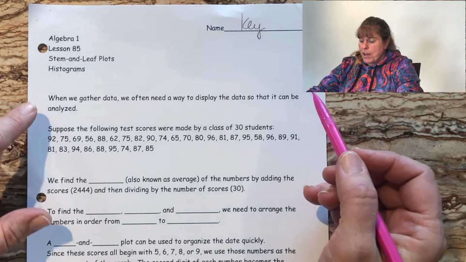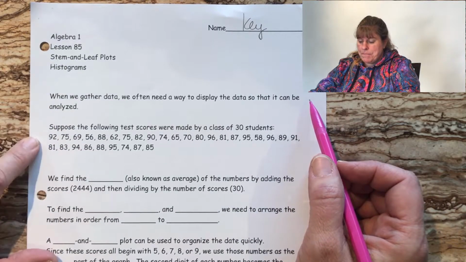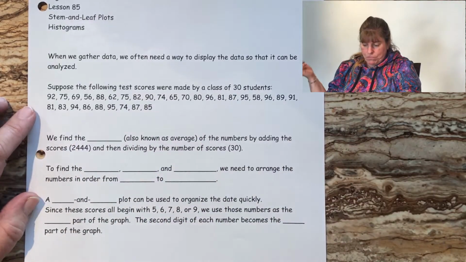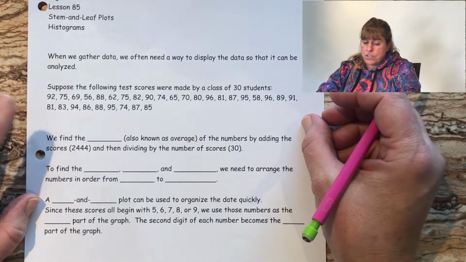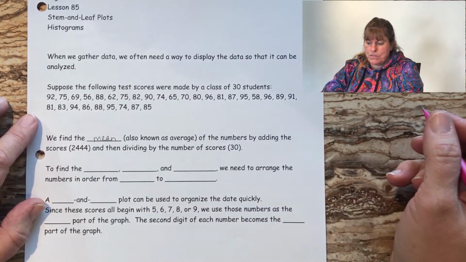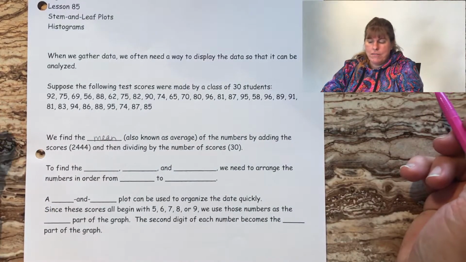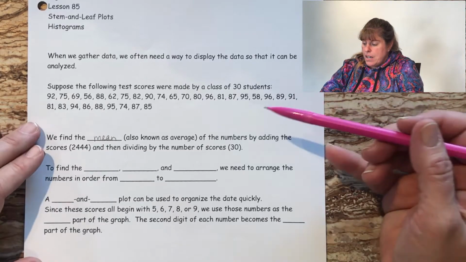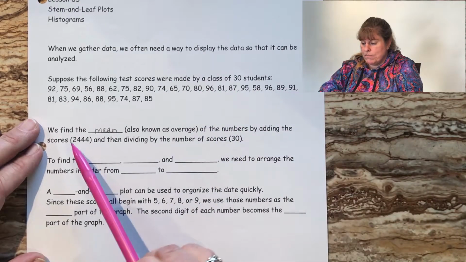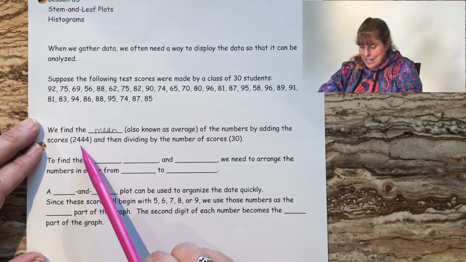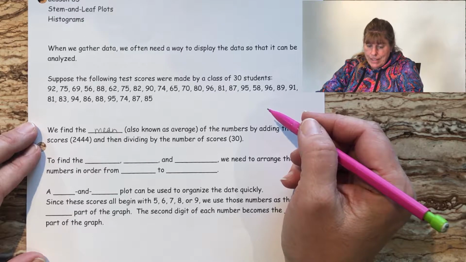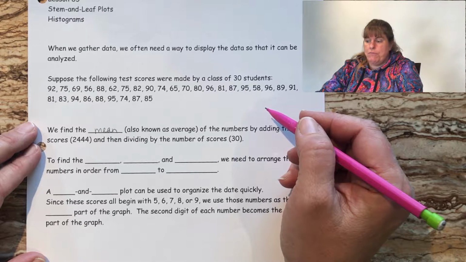When we gather data, we often need a way to display it so that it can be analyzed. Suppose that the following test scores were made by a class of 30 students, and they rattled them all off for you in a big long list. So we can find the mean. You remember mean, mode, and median? The mean is also known as the average, and we add the scores, which is done for us. How nice is that? Then we divide by the number of scores, which is 30. That will give us the average of the test scores.